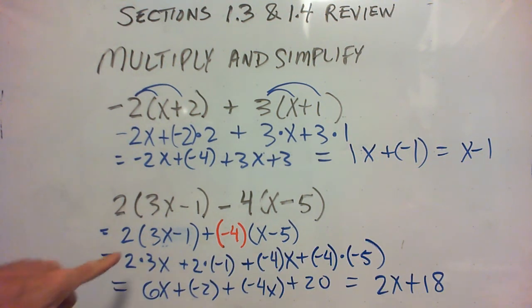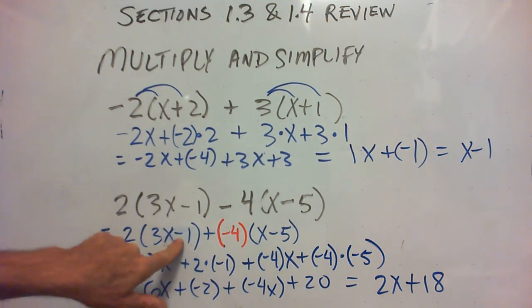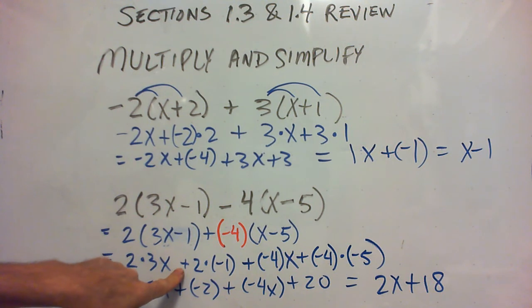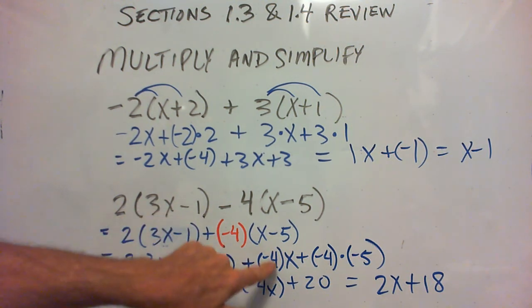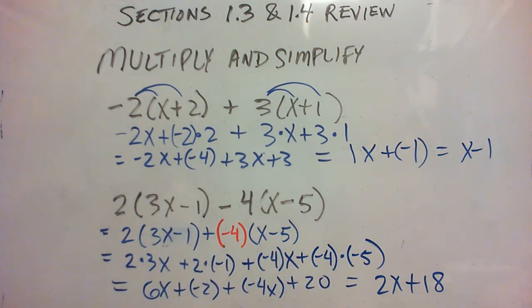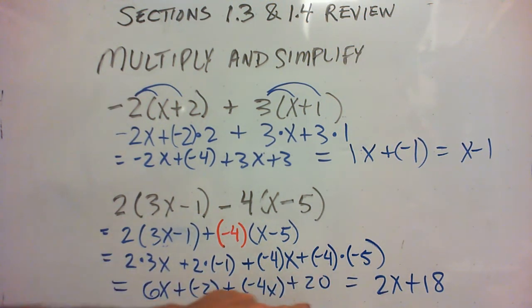Okay, applying the distributive property, 2 times 3x, 2 times a negative 1, minus 1 is the same as plus a negative 1. So I write plus 2 times negative 1. Negative 4 times x, negative 4 times a negative 5. That gives us 6x plus negative 2 plus negative 4x plus positive 20. Combining like terms, the x's, 6x minus 4x gives us 2x. Negative 2 plus 20 gives us 18.